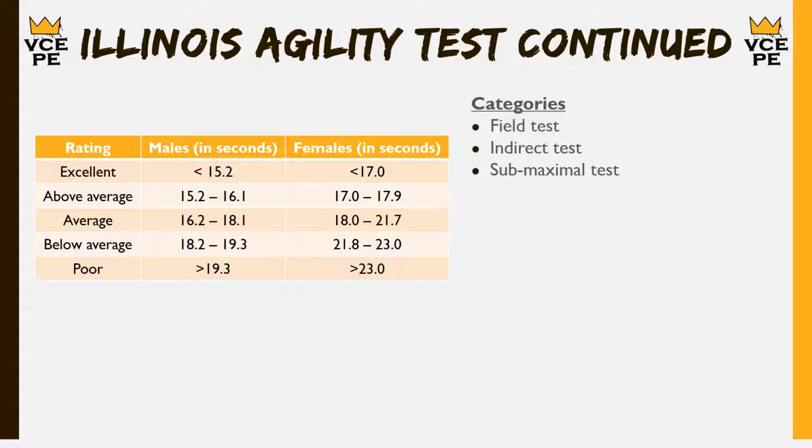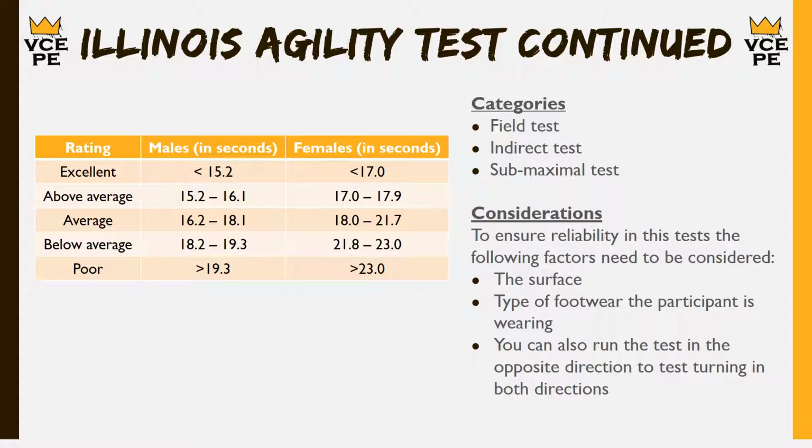Now, we mentioned before that this is a field test. It can be done outside, it can be in a gym. It's an indirect test because it's not actually testing something directly, but we're getting results indirectly from this test. And it's also sub-maximal. The whole idea is, is the person giving 100% effort, because they should be, but are they being exhausted by the test? And is that the reason why they've had to stop? And the answer here is no. They could keep doing this test for a bit longer before they become exhausted.